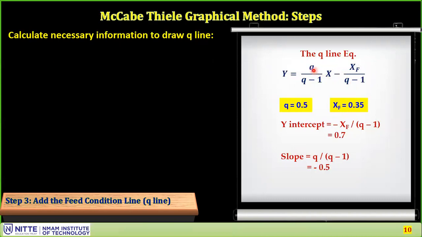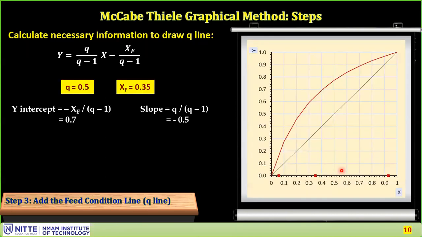In this equation, q is known to us, xf is known to us, so easily we can calculate the y-intercept and slope. So the y-intercept is 0.7, slope is minus 0.5. Next, we have to draw one line on this graph representing this information. This is the previous step outcome. So to draw this, we have y-intercept 0.7 and slope minus 0.5. Fine, we can draw the line, but it is easy if you have 2 points. If you have 2 points, just connect them, you get a line.